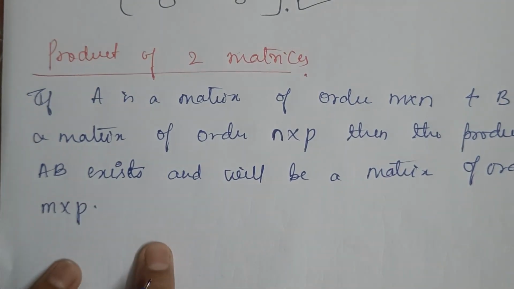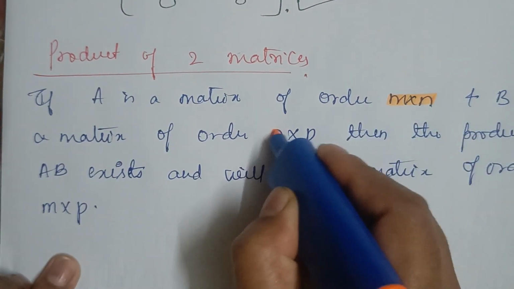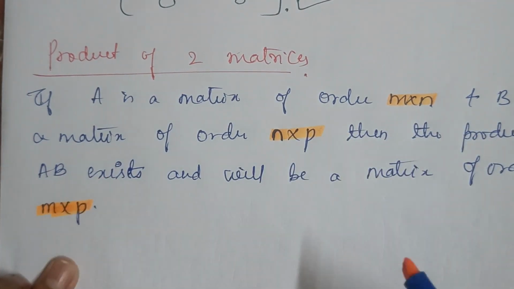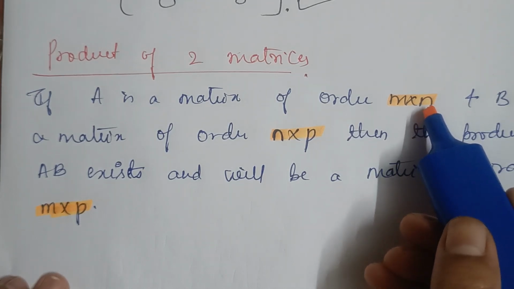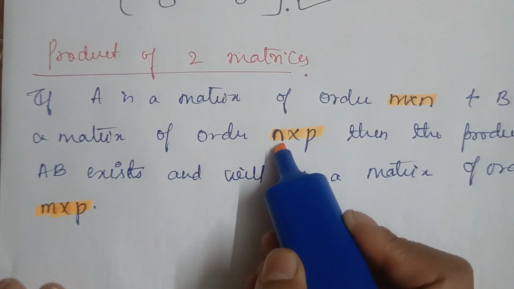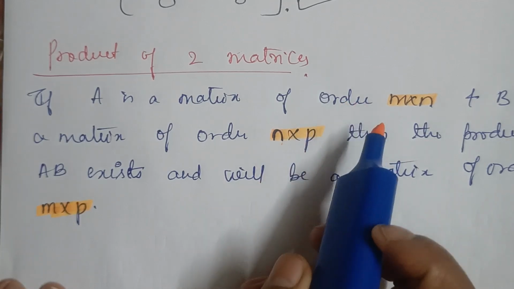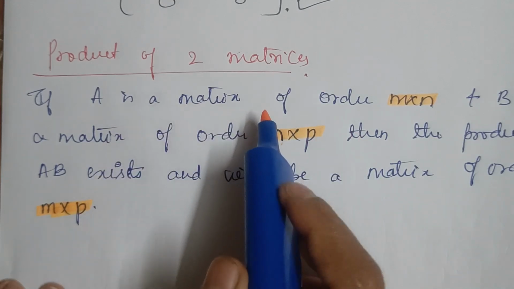If you have observed here, the number of columns of the first matrix should be equal to the number of rows in the second matrix. Then the multiplication of two matrices is possible. We can find out the product of the two matrices.